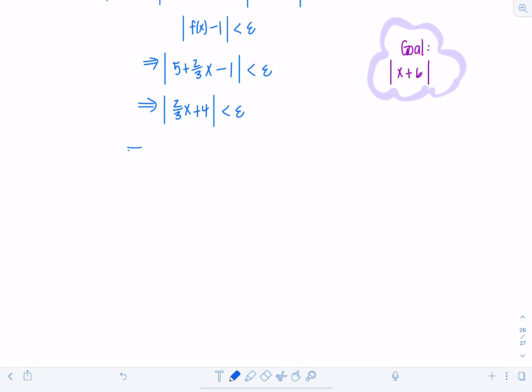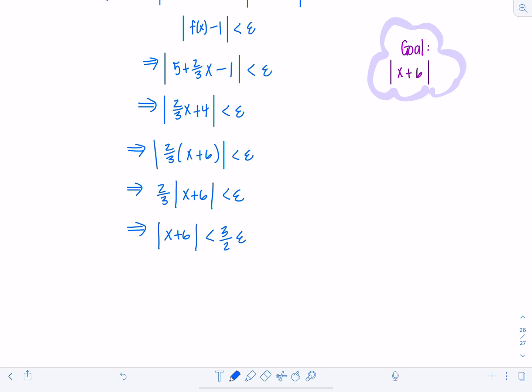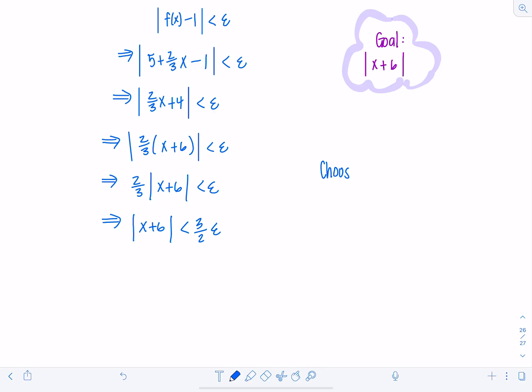Let's try factoring. It worked so great last time. So I'm going to take out a 2/3. Okay, if I factor out 2/3 from 4, that's the same as multiplying by 3/2, which is going to give me plus 6. Oh, there we go. Woohoo. If I take out absolute value of 2/3, it's just 2/3. I still have absolute value on x plus 6, which means absolute value of x plus 6 is less than 3/2 times epsilon. So what does that tell me? I'm done. I need to choose delta to be 3/2 epsilon.